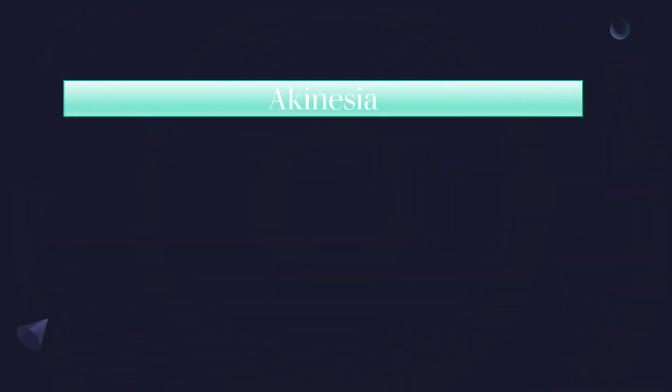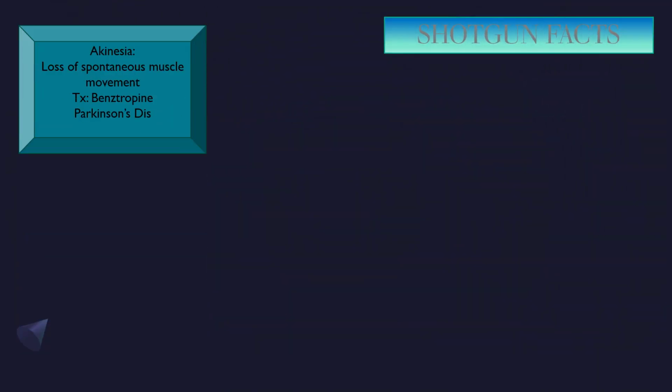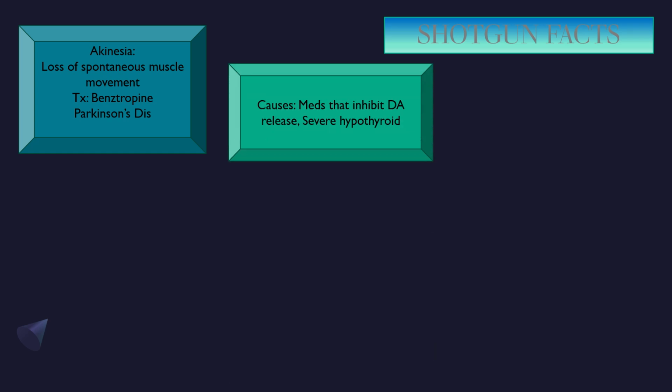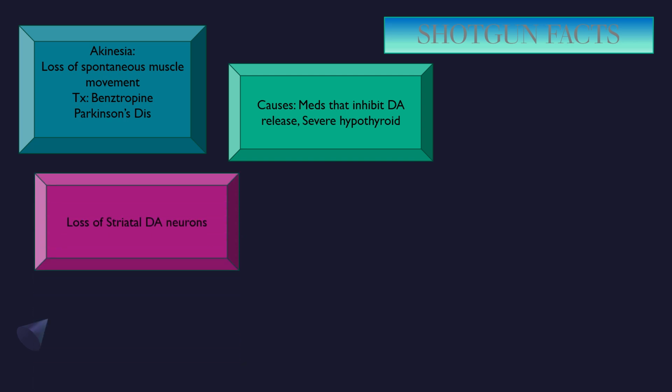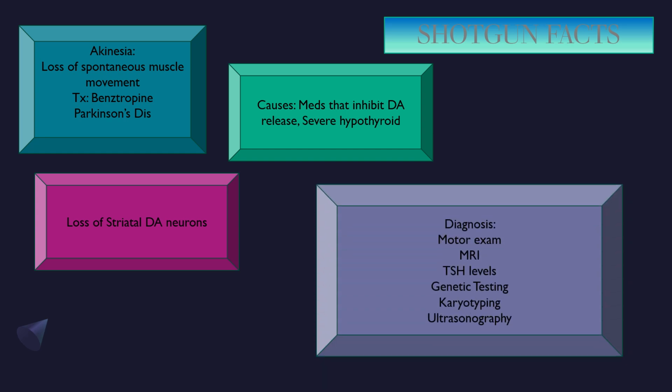Some information about akinesia. Things to know about akinesia. Loss of spontaneous muscle movement. Treat with benztropine. Found in Parkinson's disease. Cause is often medications that inhibit dopamine release or severe hypothyroidism, maybe loss of striatal neurons. It's diagnosed by motor exam, MRI, TSH levels, genetic testing, karyotyping, or ultrasonography.